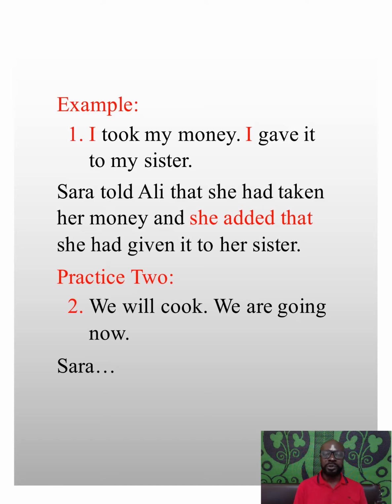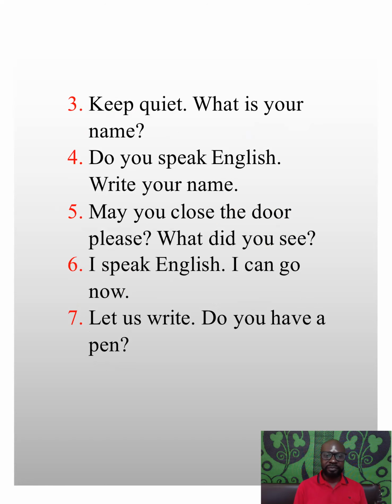Do number 2. Number 1 has been done for you. 3, 4, 5, 6, and 7. Write the question and answer. Pause the video, go to the WhatsApp group and start writing the answer. We are learning how to connect sentences, especially when you have to change the reporting verb.